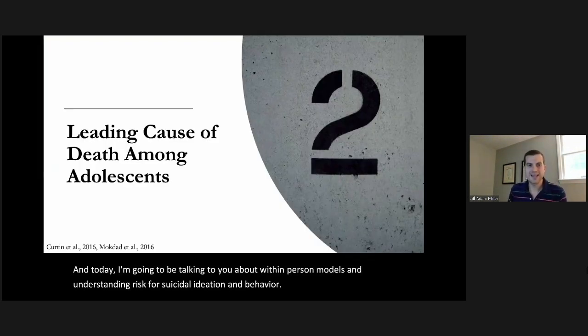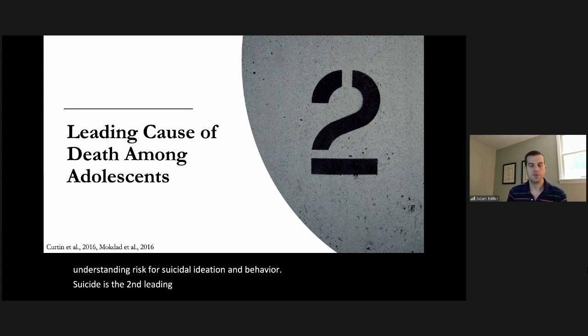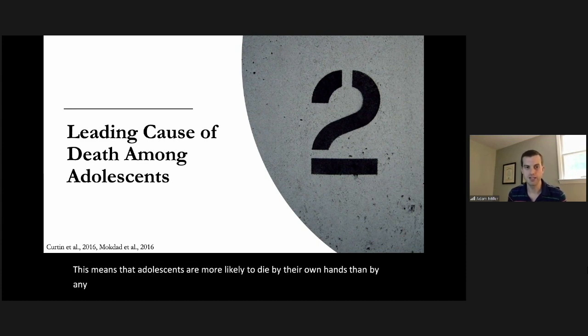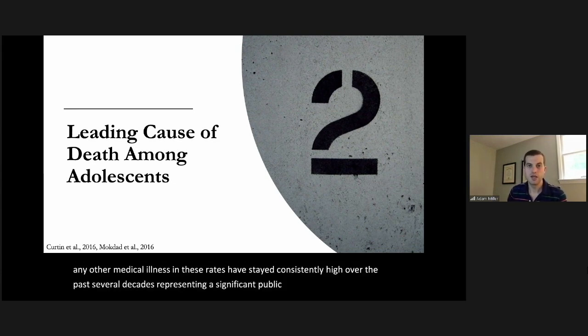Suicide is the second leading cause of death among adolescents, both worldwide and in the United States specifically. This means that adolescents are more likely to die by their own hands than by any other medical illness. And these rates have stayed consistently high over the past several decades, representing a significant public health crisis.